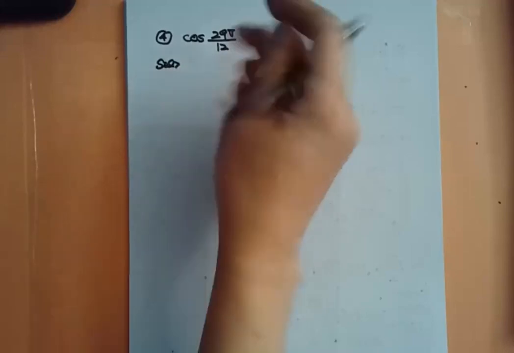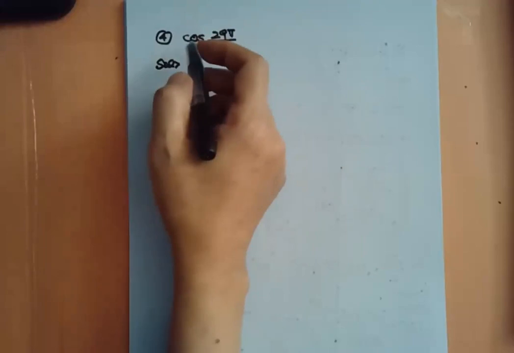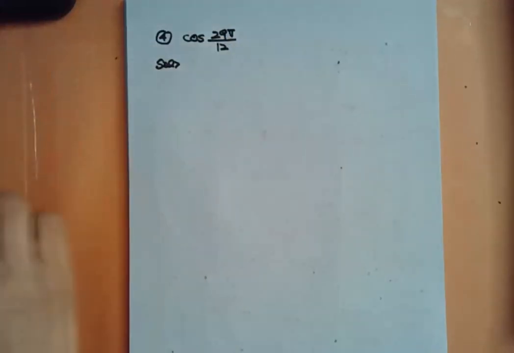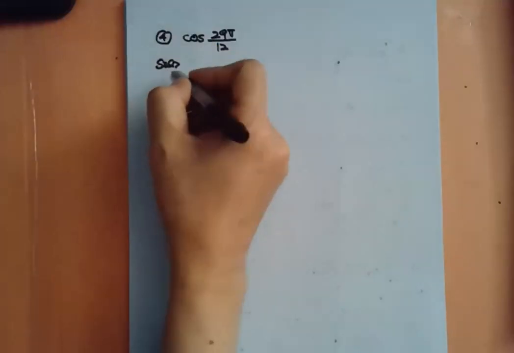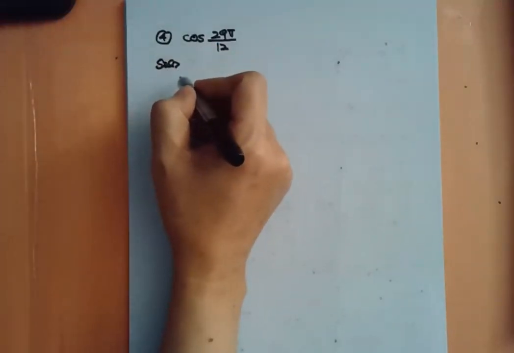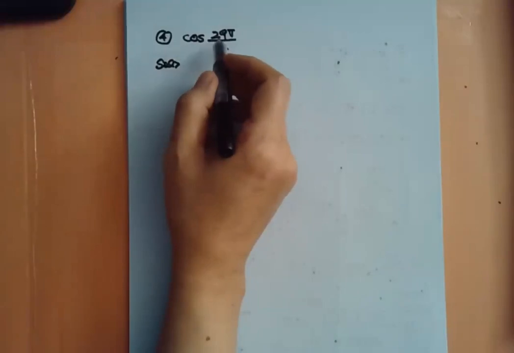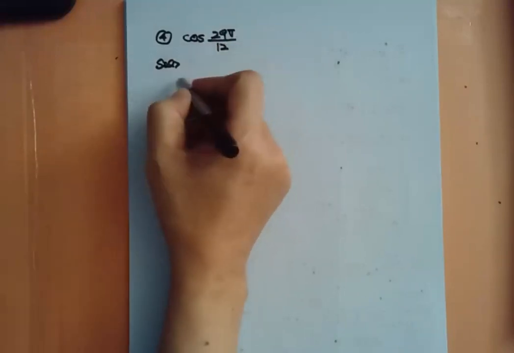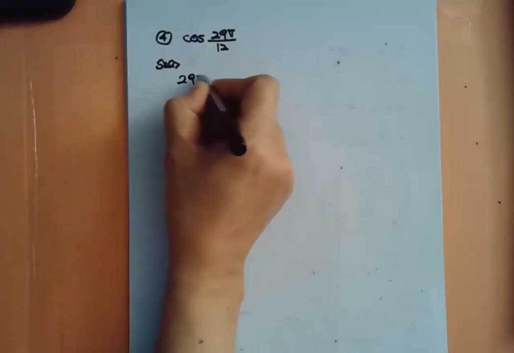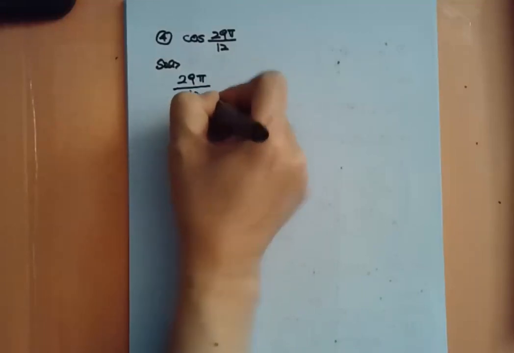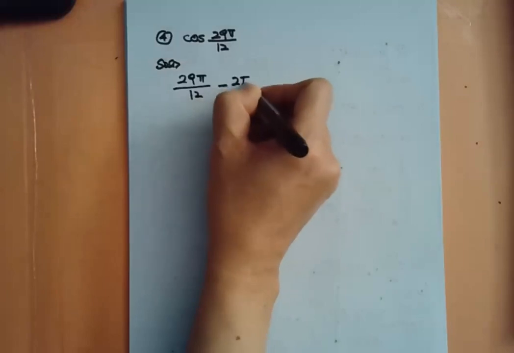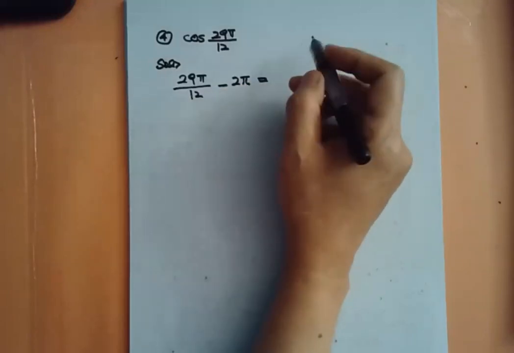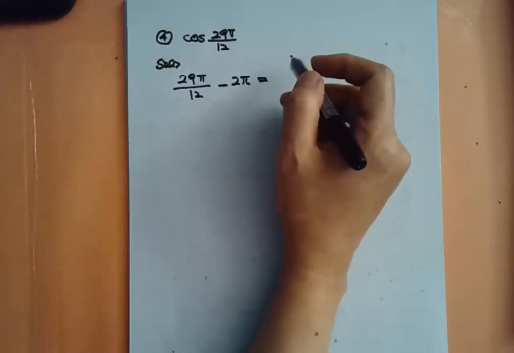So again, this is an unfamiliar angle, but we want to relate that with the well-known angle in a sum or difference form. But before we do that, what we notice here is this fraction is pretty large. So we want to reduce the fraction by using the coterminal angle. So we subtract 2 pi.